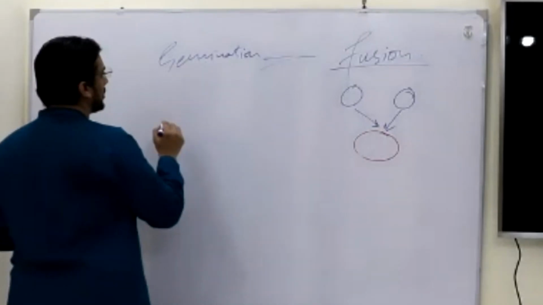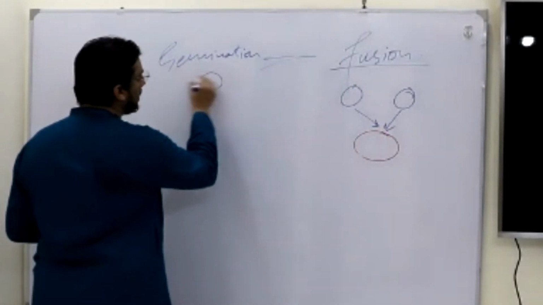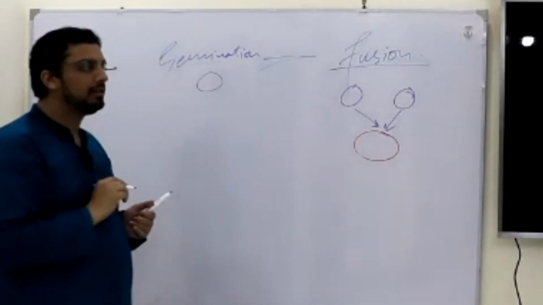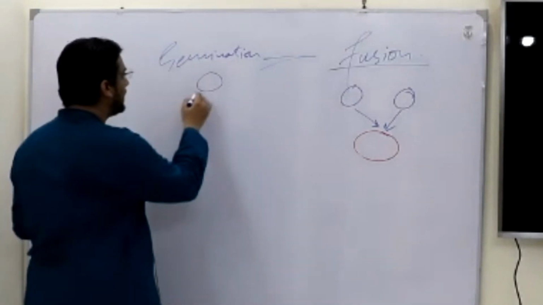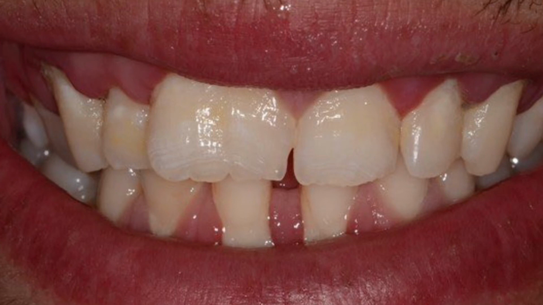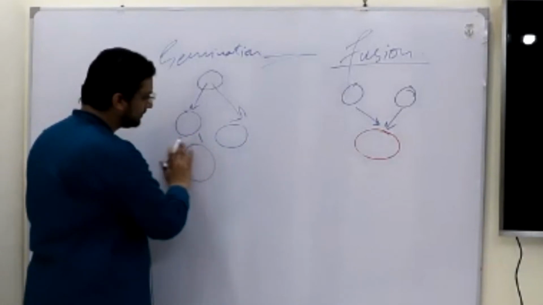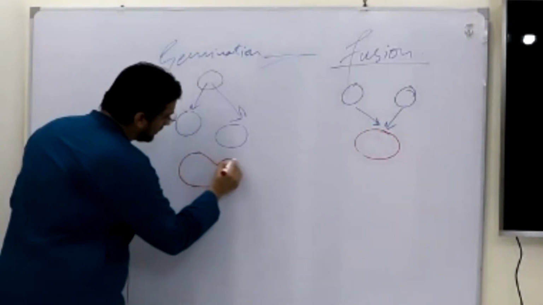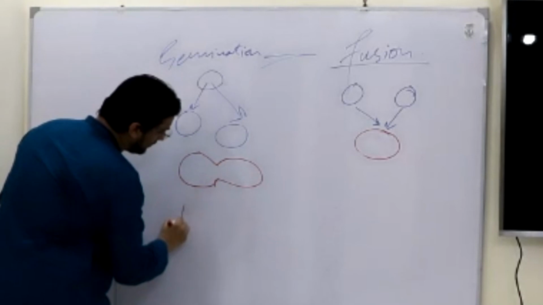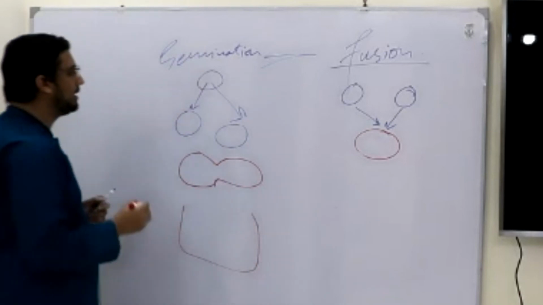In gemination, you have one enamel organ. This divides into two, and these two unite together to form a larger size tooth.